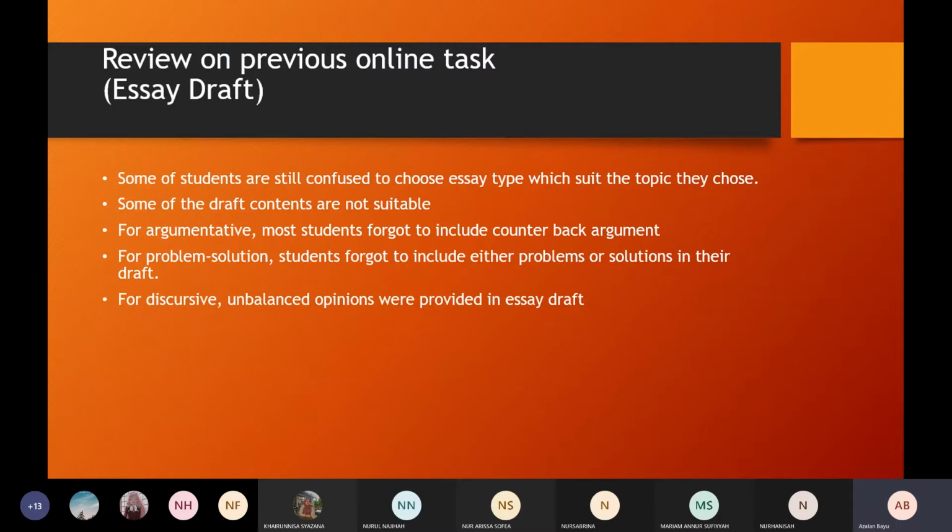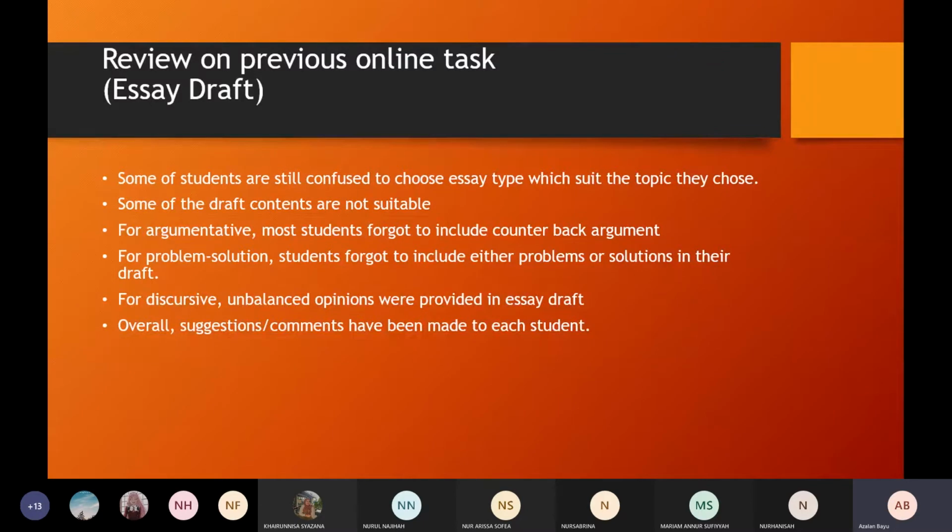Alright, for discursive, it is the same. When you do discursive, you do not give unbalanced opinion, meaning all positive or all negative. That is why sometimes you say you want to do discursive, but actually your essay is like argumentative. And vice versa, when you do argumentative it is like discursive. So if you do not understand the essay type, sometimes your content will also be all over the place. Alright. So for discursive, unbalanced opinion was provided in the essay draft. In discursive, you must give balanced opinion, meaning positive and negative, pro and con, advantages and disadvantages, two sides of opinion. Alright, overall suggestions and comments have been made to each student.